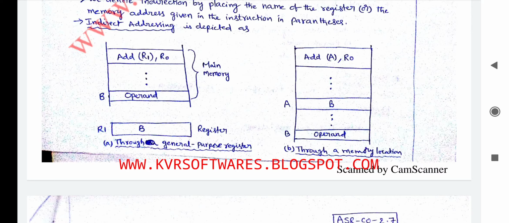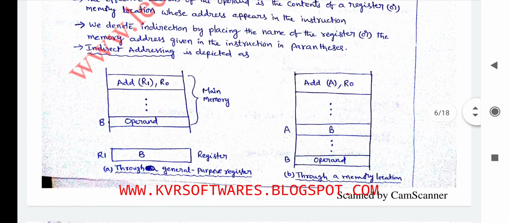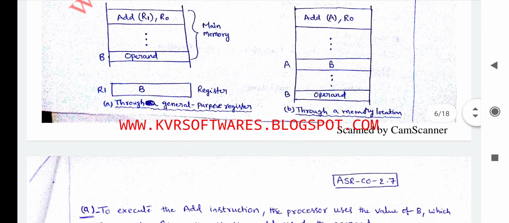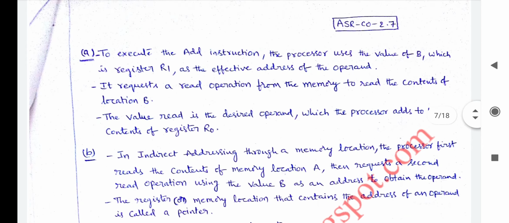Like I said, a pointer is a variable which stores the address of another variable. Hope you know the definition of pointer. It cannot store the direct value. It stores the address of the variable where the value was stored. So that is nothing but indirect address. Here we have two cases, A and B.